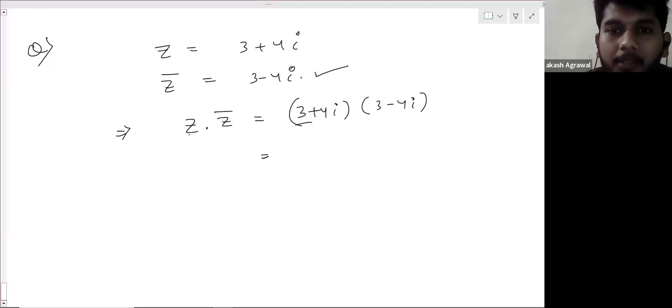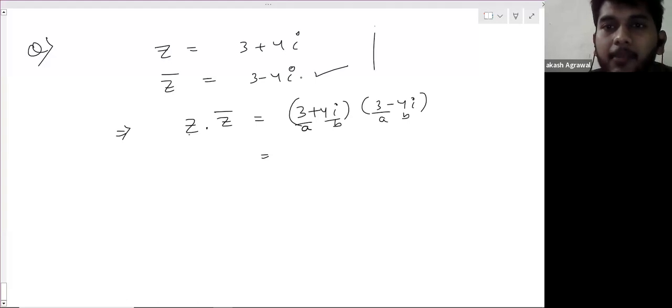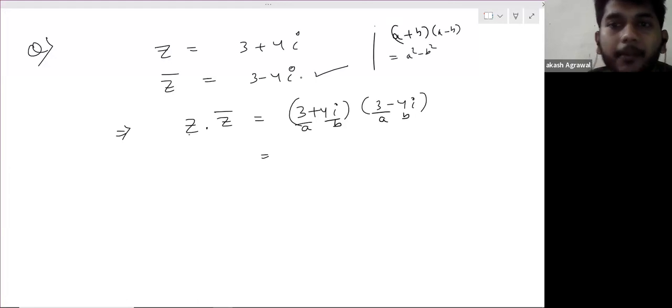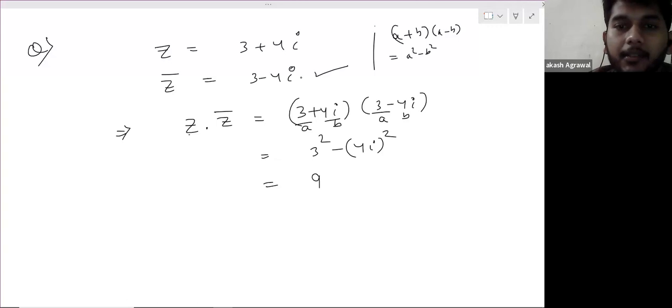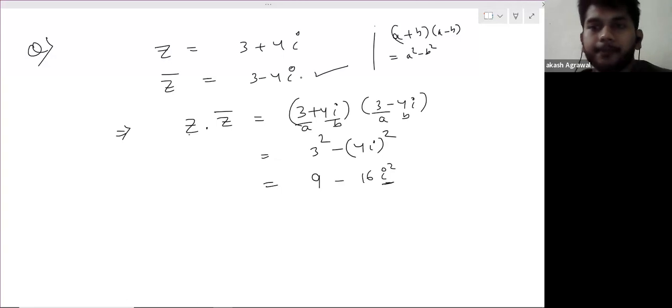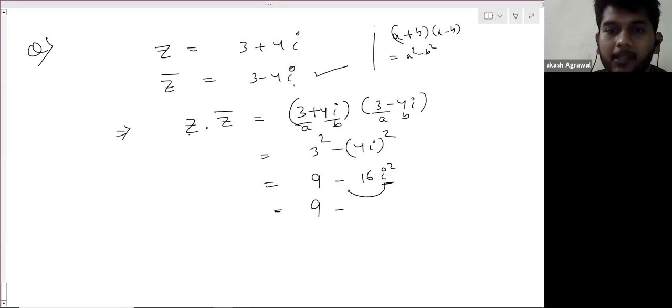Right, so this is a plus b and this is a minus b. So the a plus b and a minus b formula is a square minus b square. So this is 3 square minus 4i whole square. So this is 9 minus 16i square. What is the value of i square? We did this in the last class. Minus 1. Very good. So 9, and minus 1 times minus 16 is plus 16. This is 25.